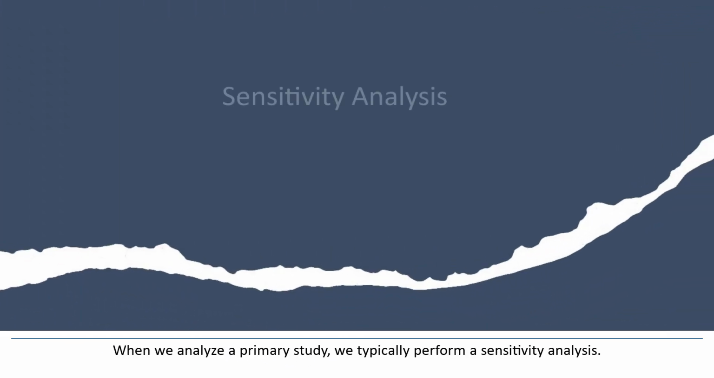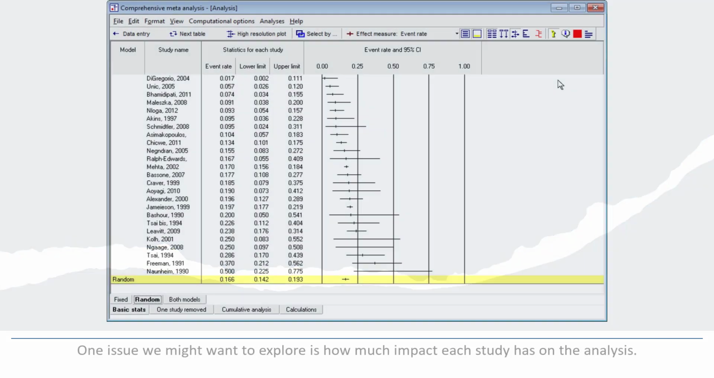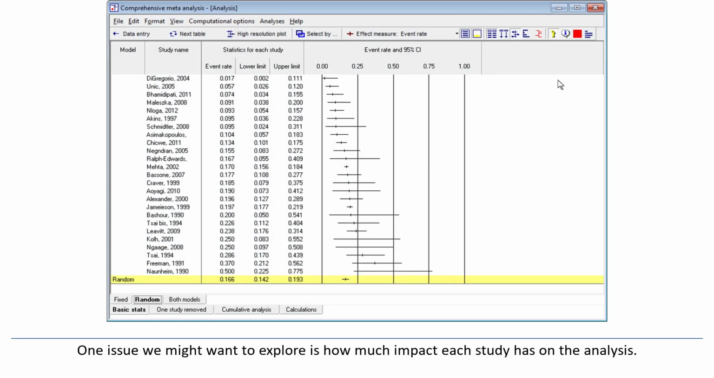When we analyze a primary study, we typically perform a sensitivity analysis. This means that we perform a series of analyses to ensure that the results are robust. For example, we might want to ensure that the results were not overly influenced by one outlier. We can do the same thing in a meta-analysis.